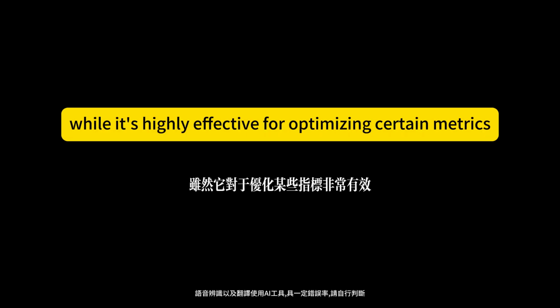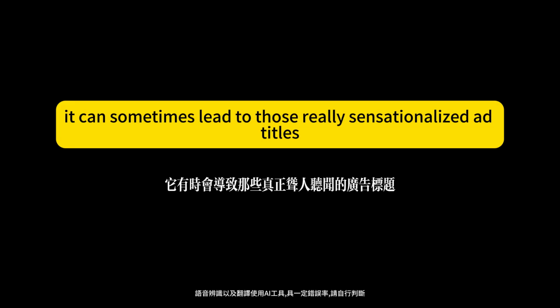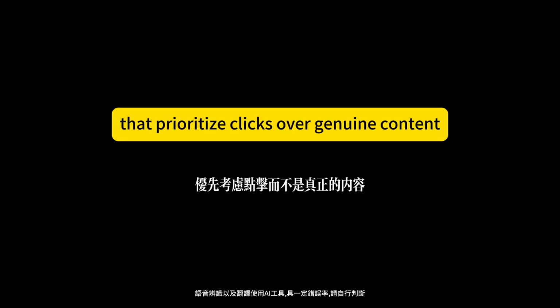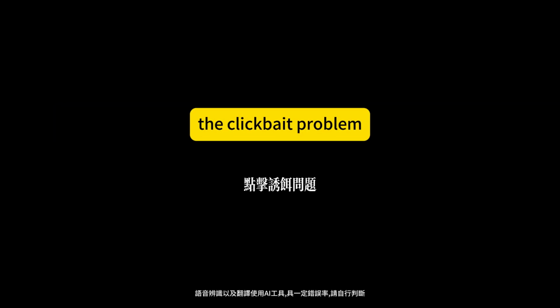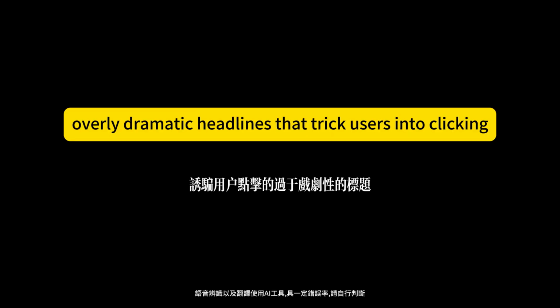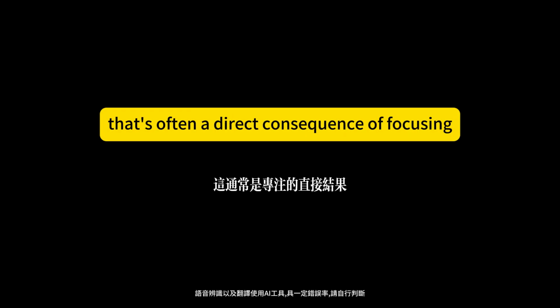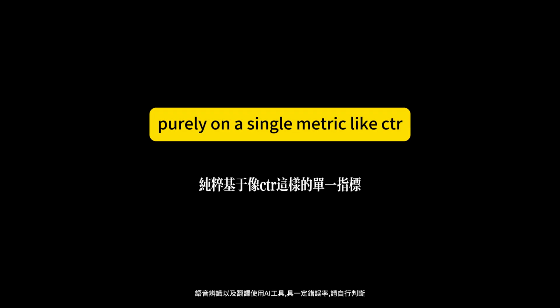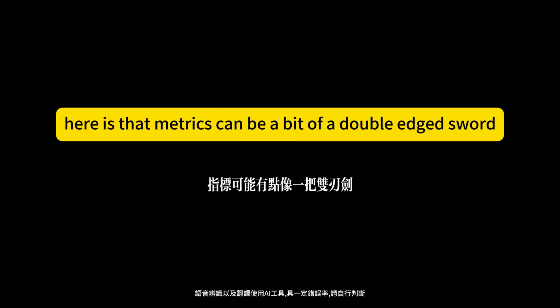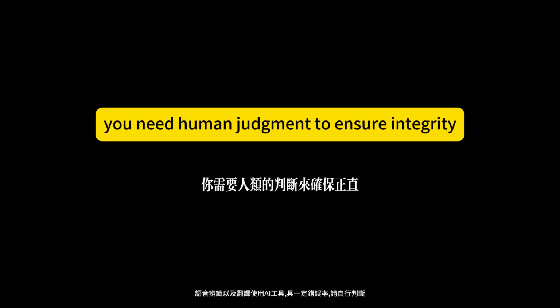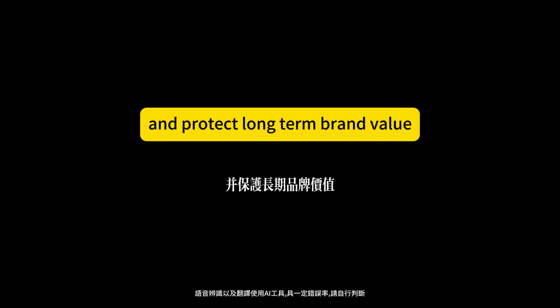A/B testing, while it's highly effective for optimizing certain metrics like clicks, can sometimes lead to really sensationalized ad titles that prioritize clicks over genuine content relevance. The clickbait problem. Exactly. Think of those overly dramatic headlines that trick users into clicking. That's often a direct consequence of focusing purely on a single metric like CTR. The insight here is that metrics can be a bit of a double-edged sword. You need human judgment to ensure integrity and protect long-term brand value.